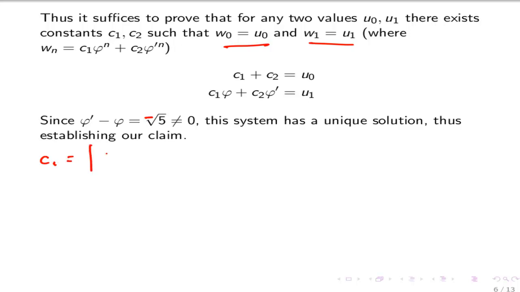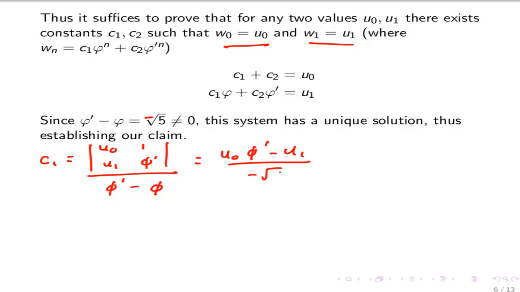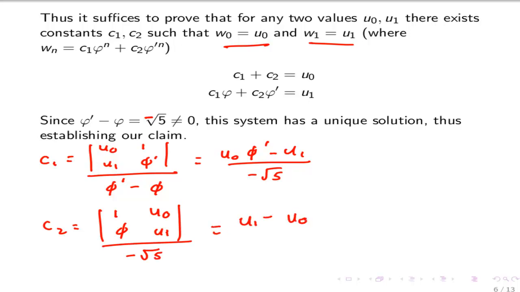So for C1, we take the determinant where I replace the coefficient part with U0, U1. And then the determinant of the coefficient matrix is phi prime minus phi. So you get U0 phi prime minus U1, and then phi prime minus phi is minus square root of 5 here. And for C2, we replace the second column, so you have 1 phi, and then U0, U1 over minus root 5. So that's U1 minus U0 phi over minus root 5.